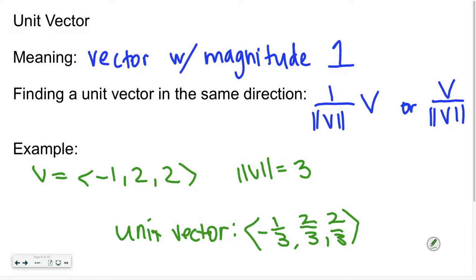Now, how many times do you get a magnitude that's a nice integer? Once in a while, right? So if you do have a radical, please make sure you rationalize each of the components. Okay. All right.